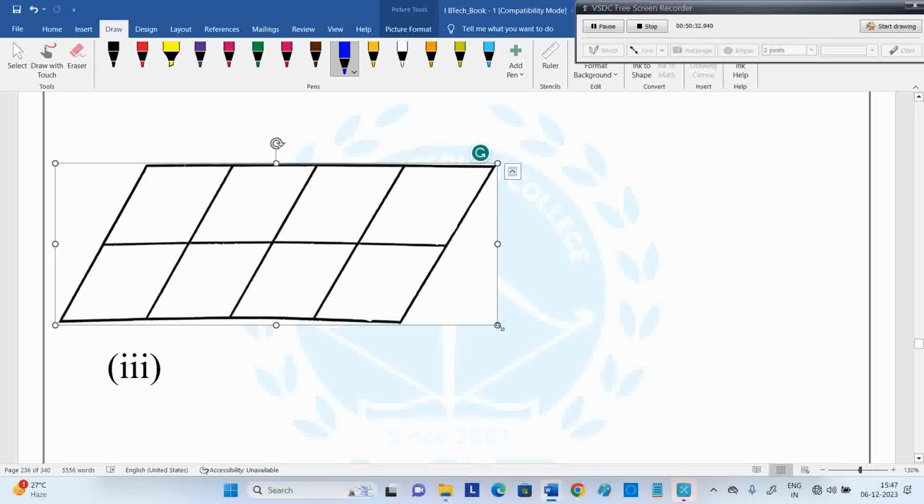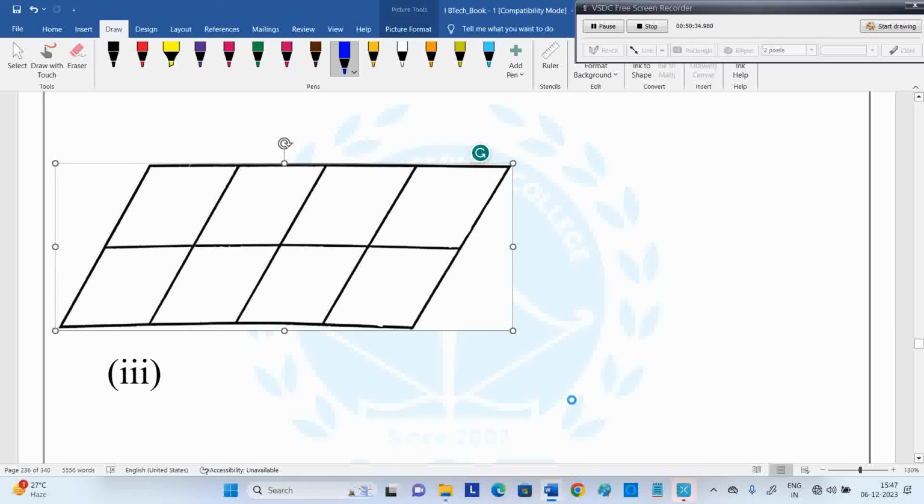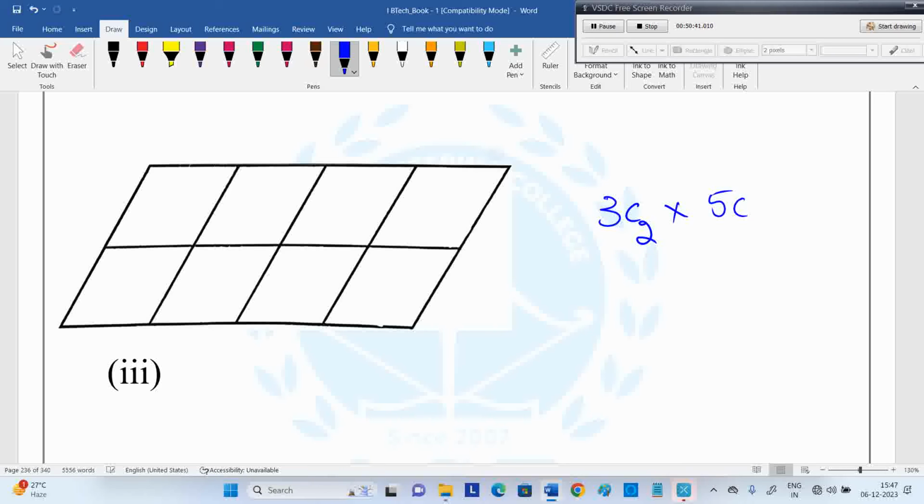So what about the answer for this? So here we have 3 parallel lines in set 1, 5 parallel lines in another set, which is 3 into 10, 30. Parallelogram, third example this is. First one is manual counting, next two using the shortcut.